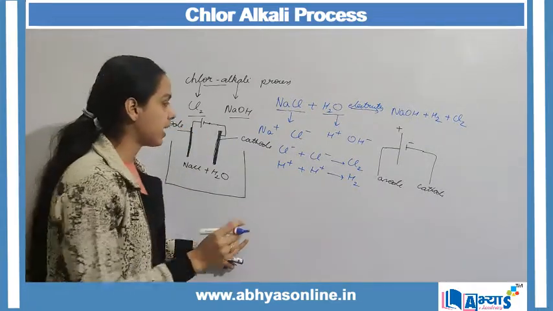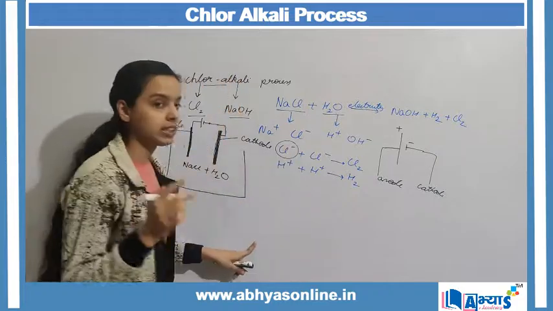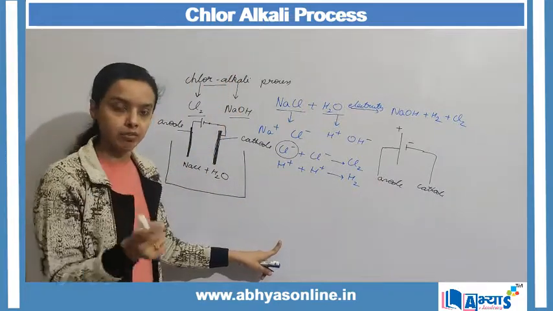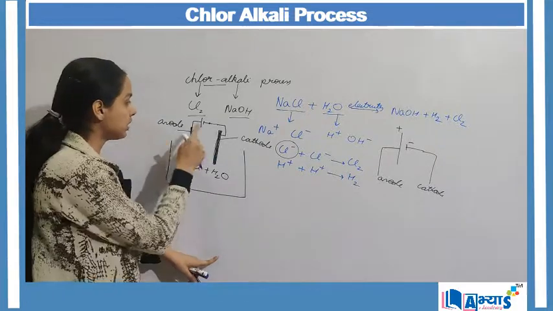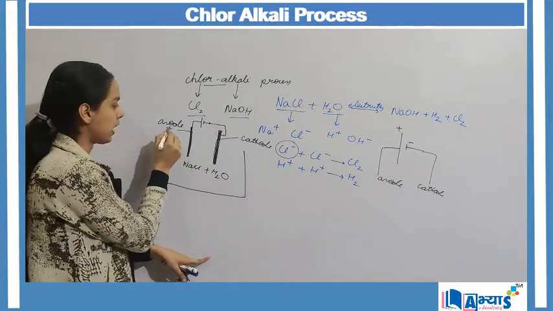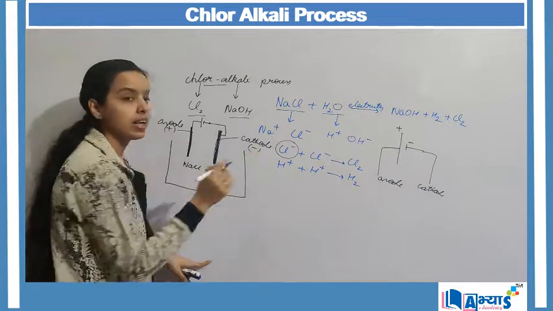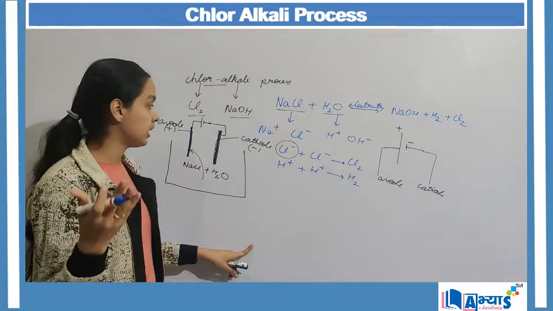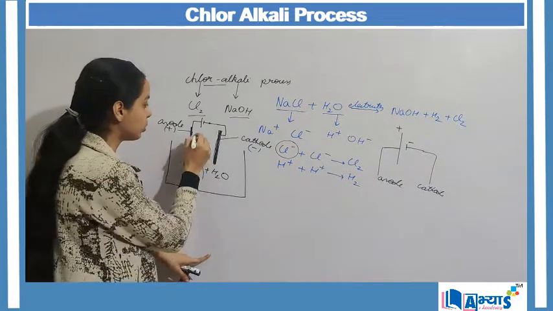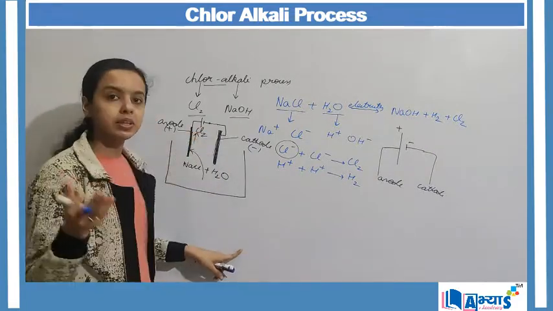Now you can clearly see that chlorine gas is formed from Cl negative. This negative is attracted towards the positive part. The positive is actually the anode. So anode is positive, cathode is negative. That means all the Cl ions will deposit at the anode and Cl2 gas will be released from the anode.